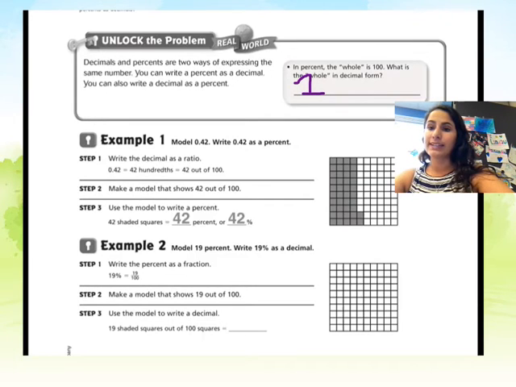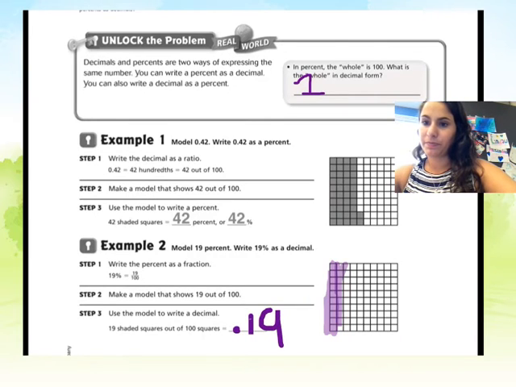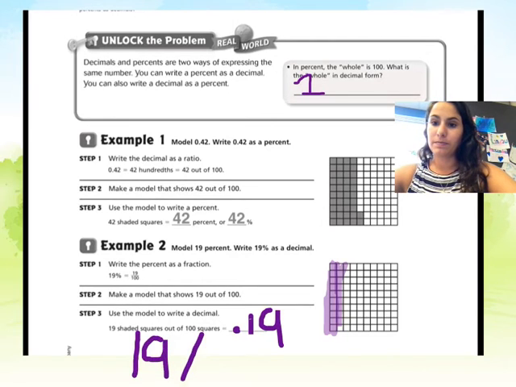Now we're going to model 19%. So first we're going to write it as a decimal. So if we're going to make a model that shows 19 out of 100 shaded, we're going to shade 10 in the first row. And then we're going to only shade 9 in the next row to have a total of 19. So 19 shaded squares out of 100 squares would be 19 hundredths. And then if we wanted to write that as a percentage, that would be 19%.